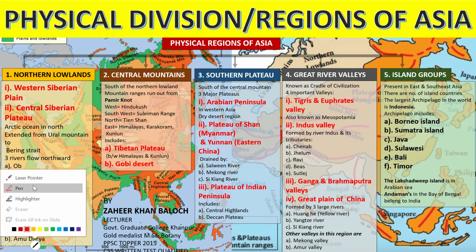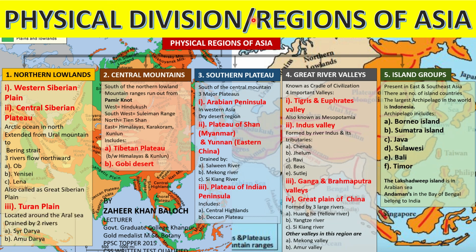Today, our topic is the physical division or physical regions of the continent Asia, or we can say the physical map of Asia. The physical regions of Asia are divided into five main types. Number one is northern lowlands. Number two, central mountains. Number three, southern plateau. Number four, great river valleys. Number five, island groups. We can describe and explain one by one.